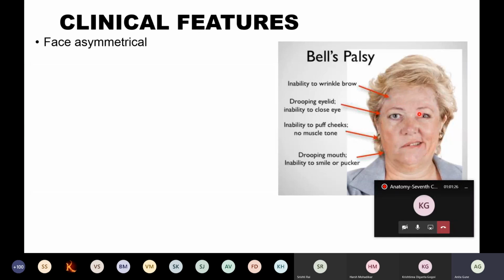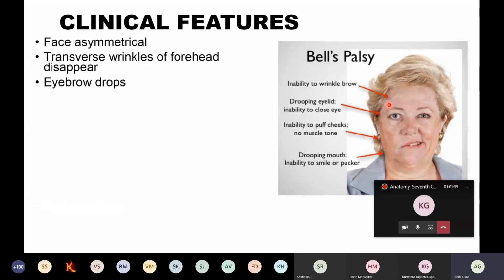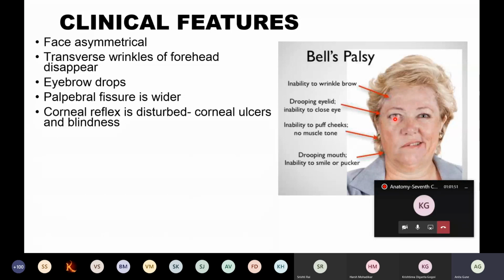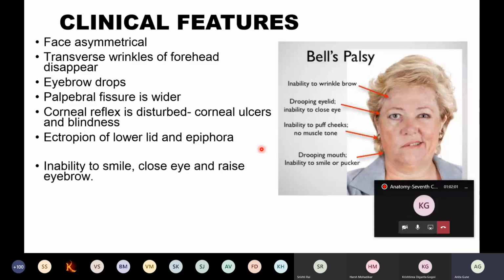Here you can see all the folds. This is asymmetrical. What has happened? The transverse rings of the forehead, which are present here, are absent here. So the transverse rings of the forehead have disappeared. The eyebrow drops, and drooping of the upper eyelid is there. The palpebral fissure is wider because the person cannot close the eyes. The corneal reflex will be lost, and as the closure of the eyelid is not taking place, there can be corneal ulcers.